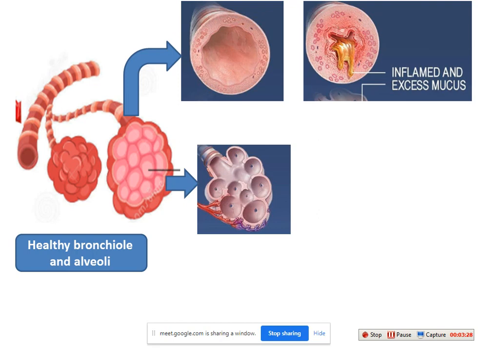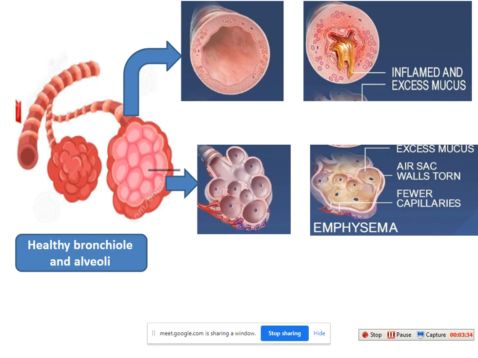This is the alveoli, the air sac. You see, this is a normal air sac. This is very healthy alveoli. But here you see the alveoli filled with mucus, and there is no space for the air to exchange with the capillary, as well as the capillaries become fewer, and it will be emphysematous.